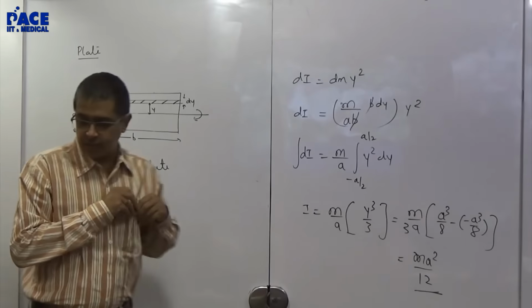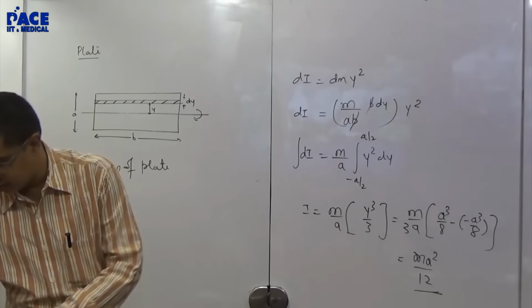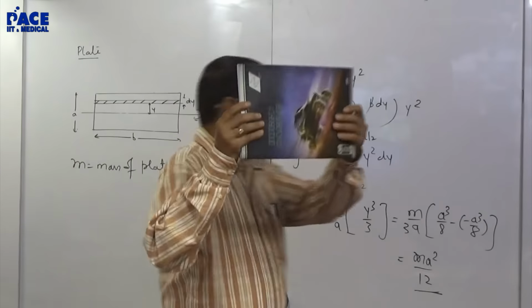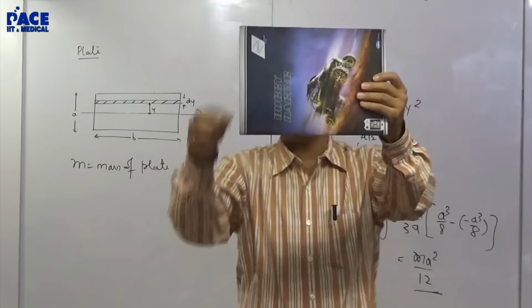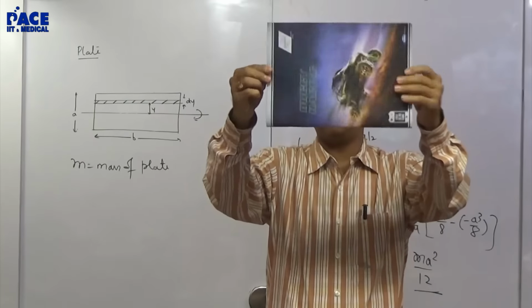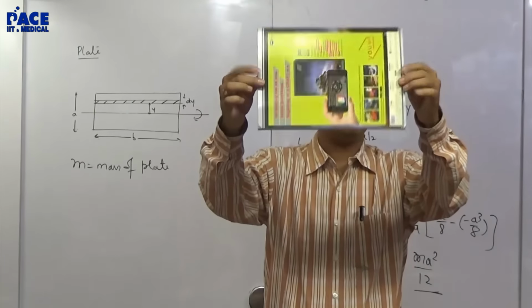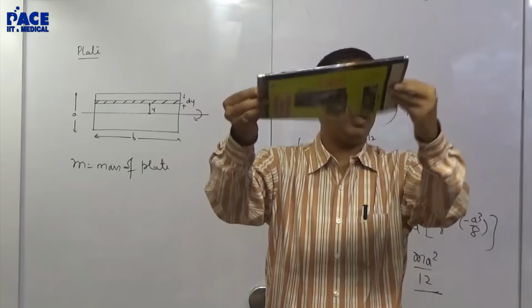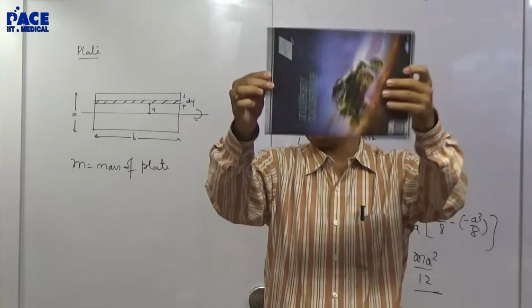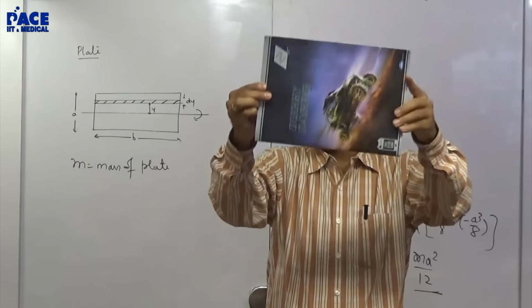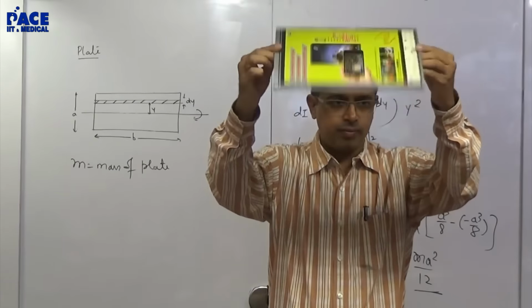Moment of inertia of the plate about this axis. I repeat the logic, have a look at it. This breadth is b, this is a. About this axis, it is m a square by 12. If this is a, it is m a square by 12. Agreed?